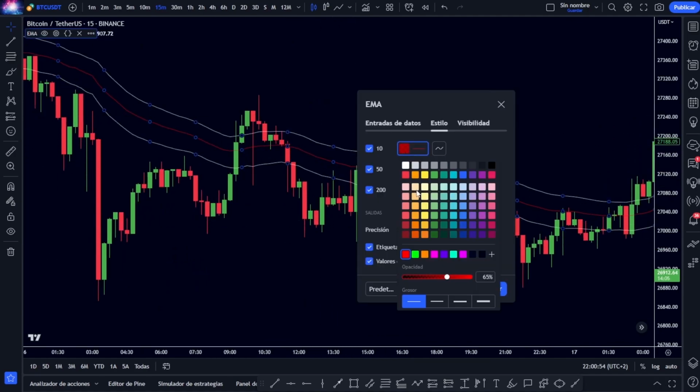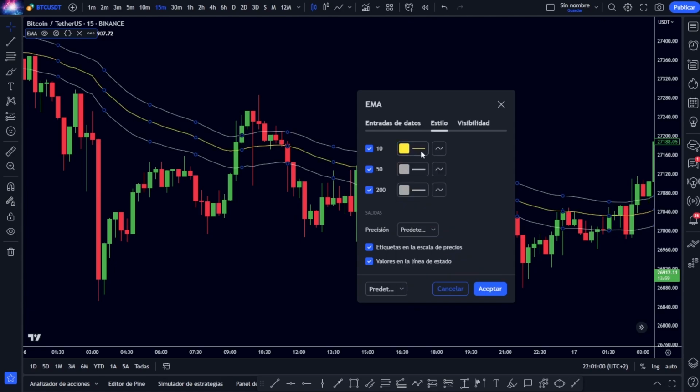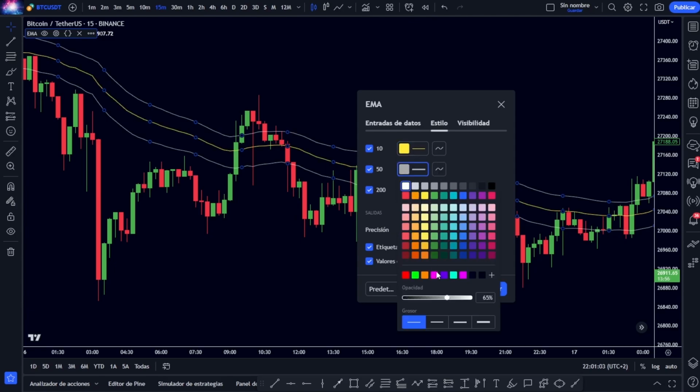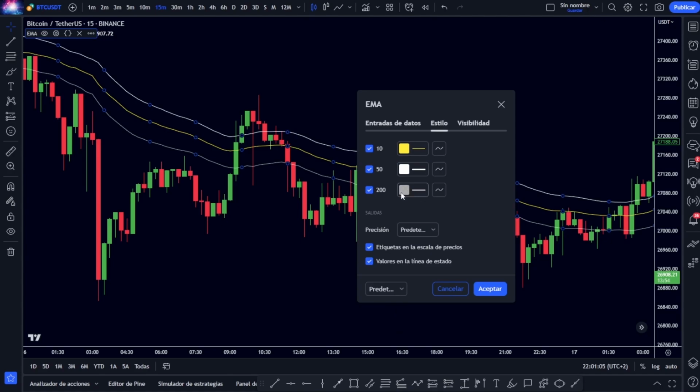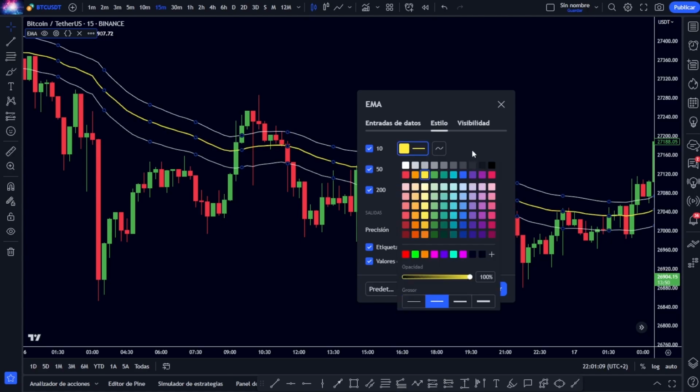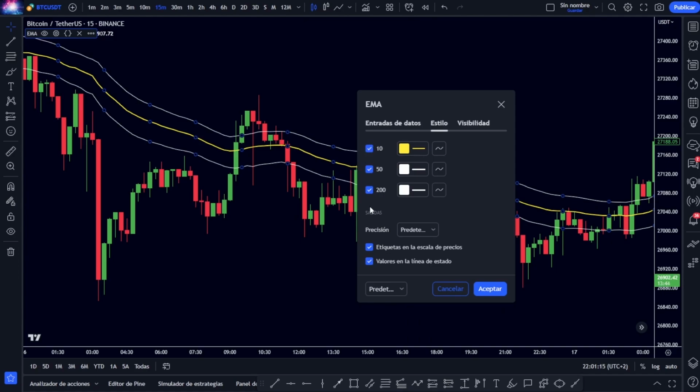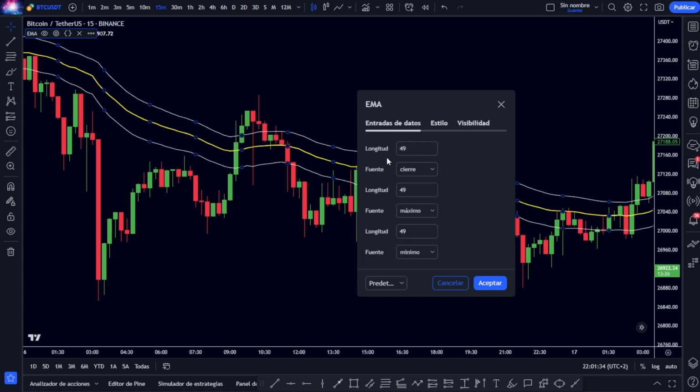In the style part you can set them to your taste. I, for example, am going to put the one in the middle in yellow, and these 2 I will leave in white. I am even going to give them a little more thickness, and I would already have it ready. Although it shows 10, 5, 200 here, do not worry, because it only shows the default numbers, but in the inputs we have the 3 already at 49.